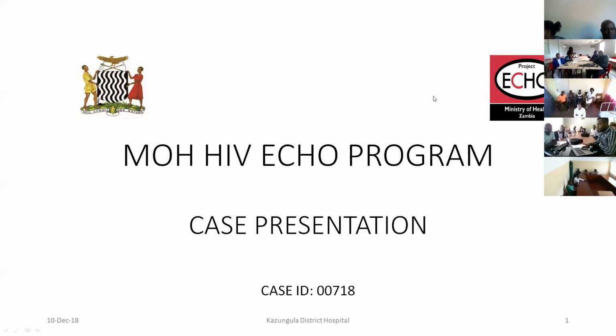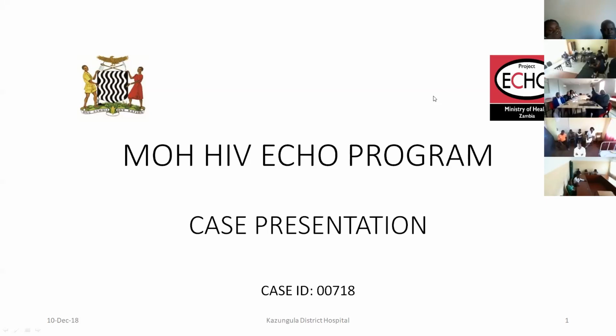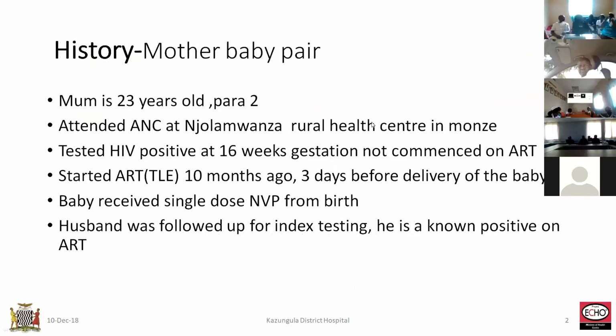Okay, so our presentation is from Kazungula Rural Health Center. We'll start with the mother-baby pair history. Our slides are a little bit slow, so bear with us. The mother is a 23-year-old, para 2, who attended antenatal care at Njola Mwanza Rural Health Center in Monze. She was tested HIV positive at 6-week gestation, but was not commenced on ART.